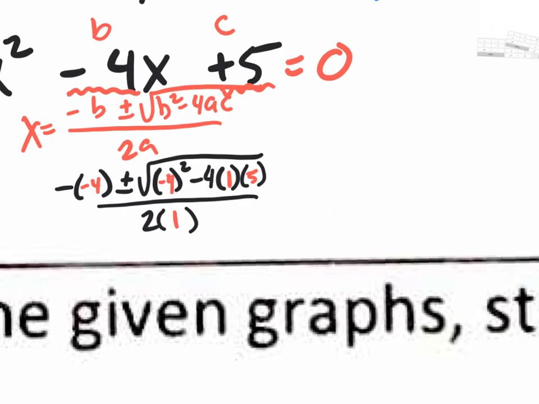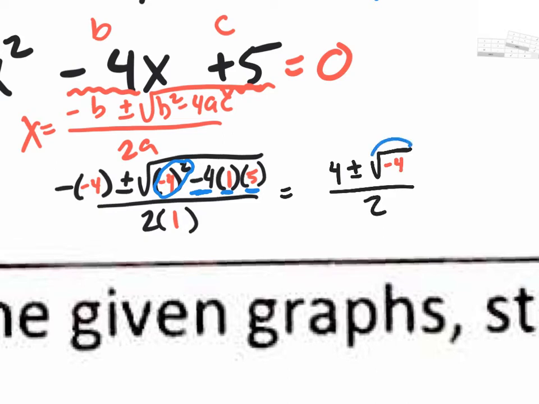On the inside we have negative 4 squared, that's positive 16. So you have 16 take away 4 times 1 times 5. That's really going to be a 16 take away 20. If you're confused, use a calculator. But when you do 16 take away 20, you get negative 4. So your final answer is going to be positive 4 plus or minus the square root of negative 4, all divided by 2 times 1, which is 2.